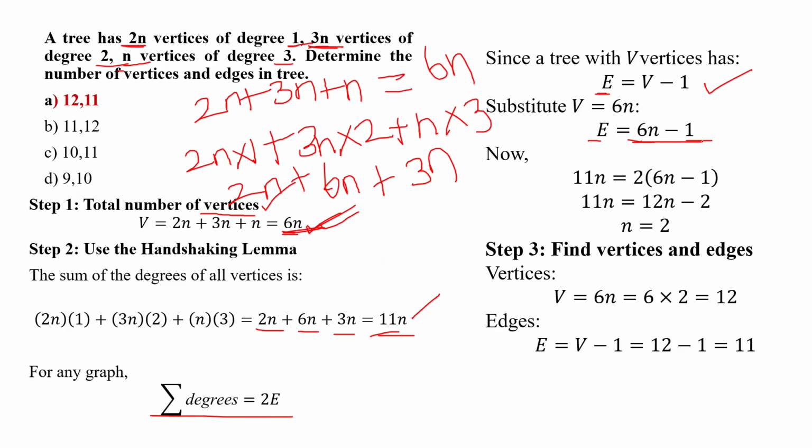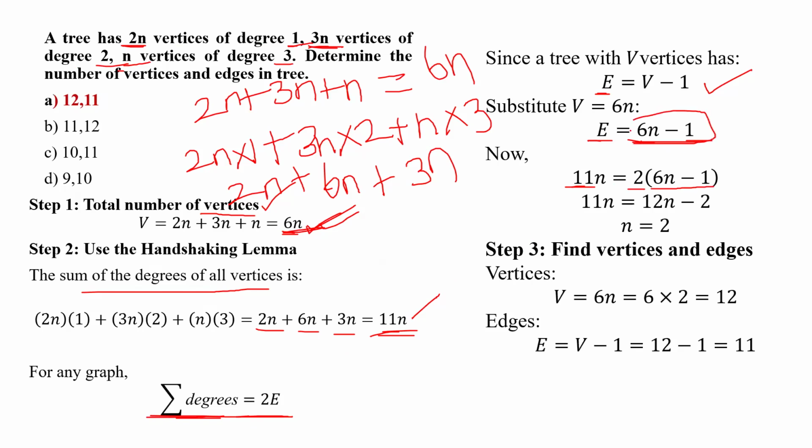Now you can see we are applying this: total 11n equals, this is the formula actually, the total sum of degrees equals 2E. This is the summation of degrees equals 2E formula. So what is the summation of degrees? 11n equals 2 into, what is the E value?